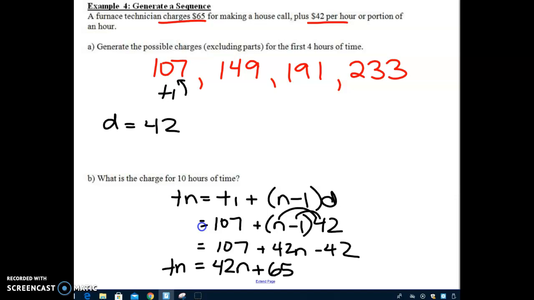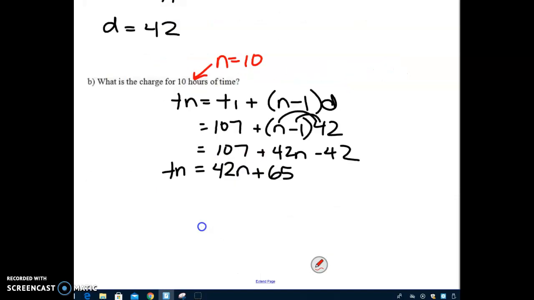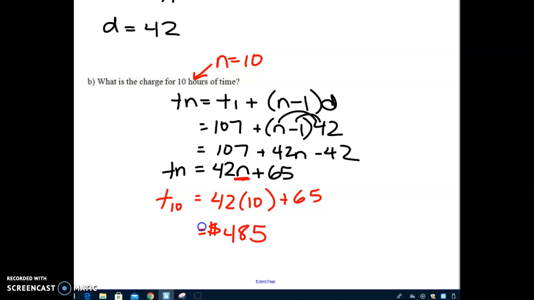Again, this is linear. So 10 hours of time means that we're looking for the 10th term, so n equals 10. Now all I have to do is plug in 10 into that n spot. So we get T10 is going to equal $485 if he has to work for 10 hours.